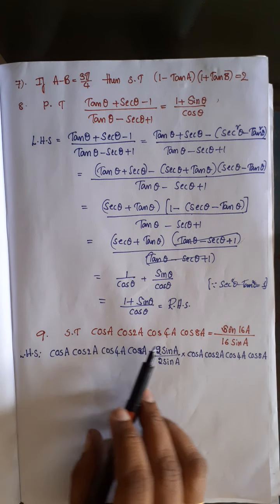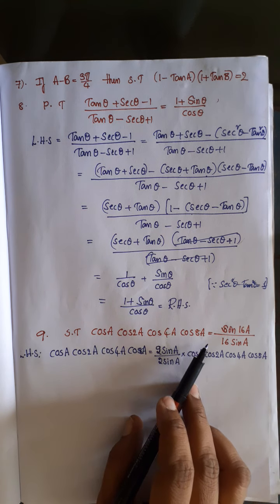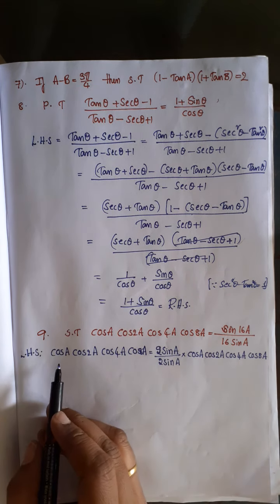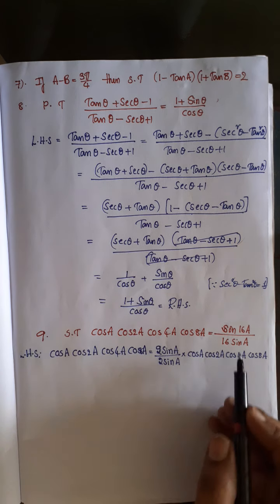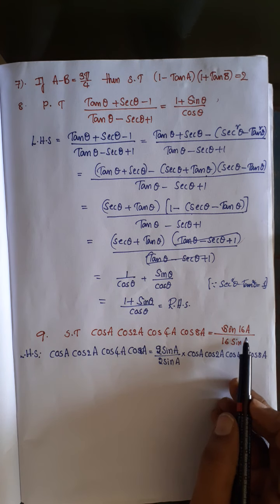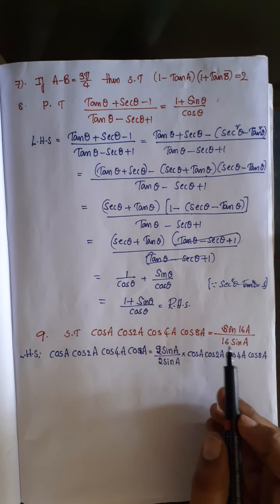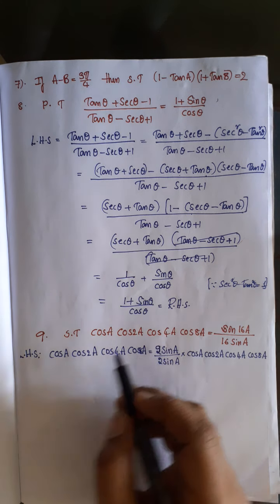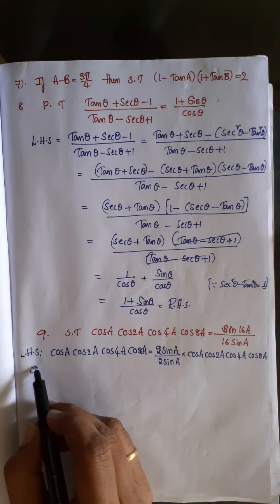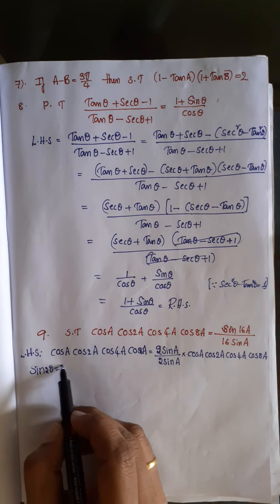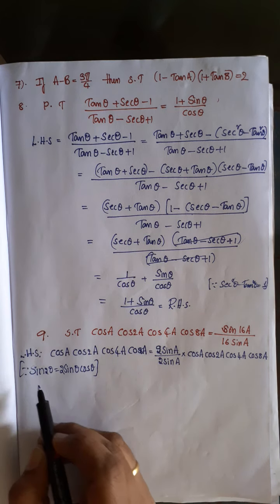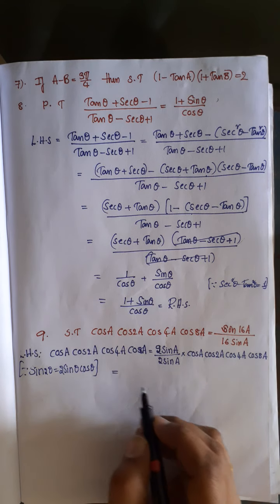Cos A, cos 2A, cos 4A, cos 8A is equal to sin 16A by 16 sin A, we have to prove. I am considering the LHS part here. And here the terms are in sin 16A, which means we do not have a formula for 16A, but we have sin 2A. What is sin 2A? 2 sin A cos A. We are going to use only one formula here, that is sin 2 theta is equal to 2 sin theta cos theta. The complete question depends on this formula, which is interesting and important.